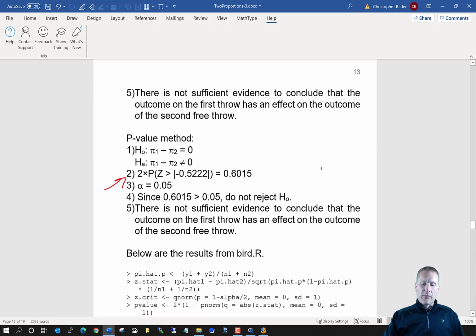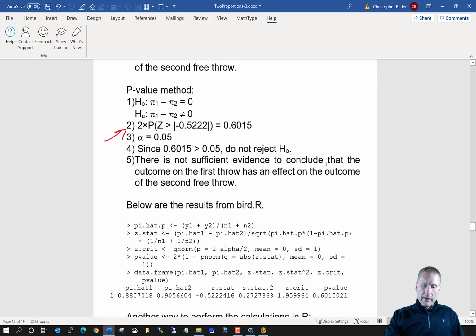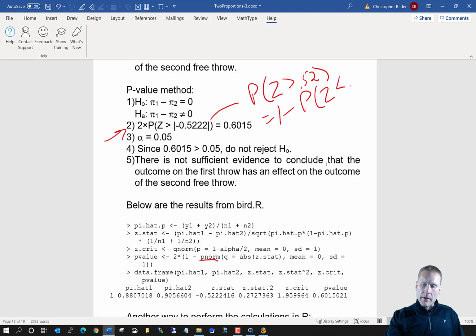How do I actually find that particular area? Well, I can come down to my pnorm function. Remember what this is going to be. Probability z is greater than, now positive 0.52. We can then use the complement and look at 1 minus probability z is less than 0.52. In R's terminology, this will be 1 minus pnorm, q equal 0.52. That's how you would do the probability part, and then you need to take this all times 2.